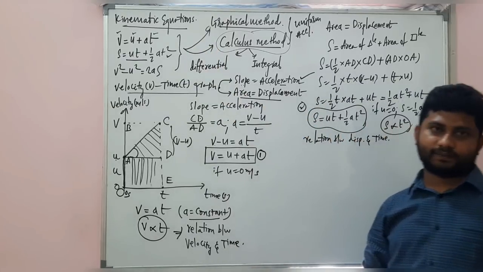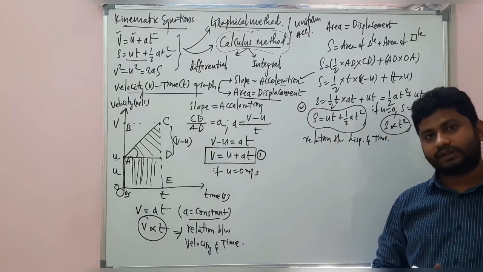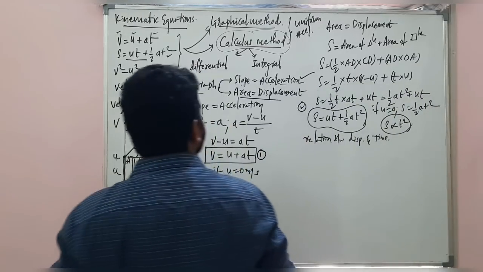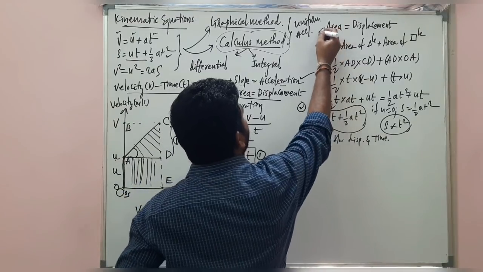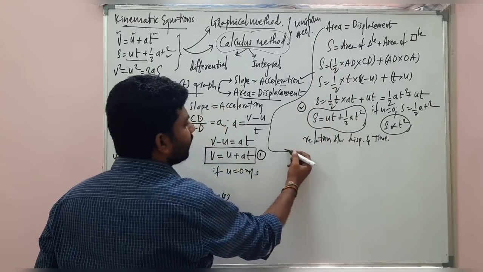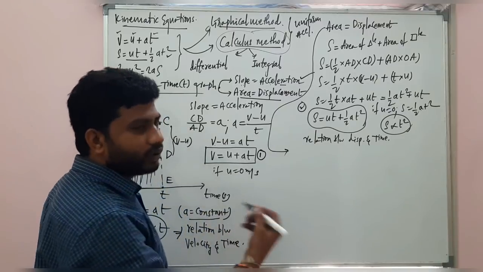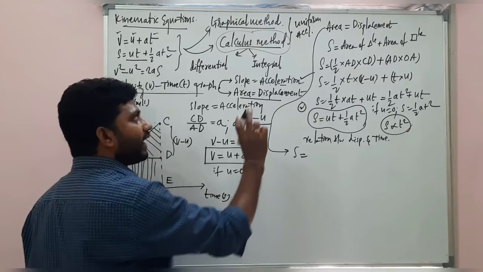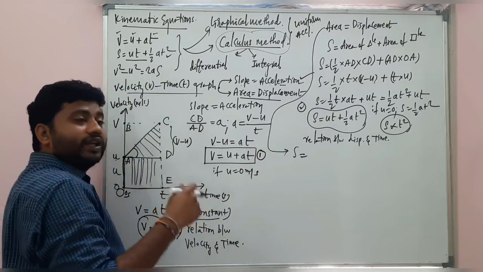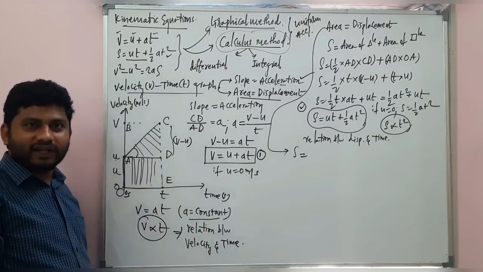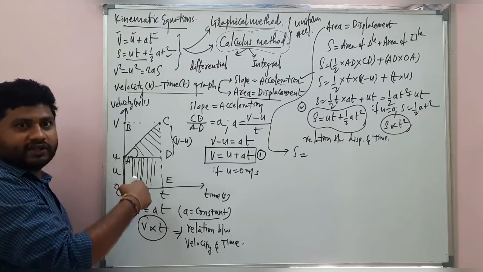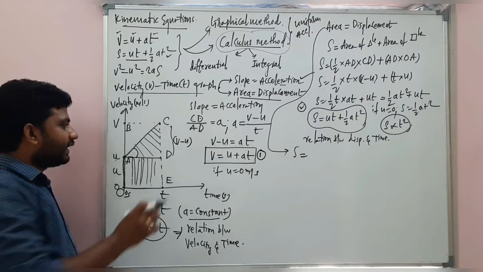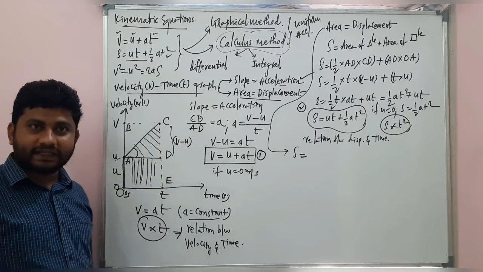That is important. Alright, my dear students. Ready? Let's see the third equation. To derive the third equation, I am just taking this once again. Area is equal to displacement, right? So let me say the displacement is equal to the area under the graph. To derive the second equation of motion, what have we done? We have considered two areas: the area of the triangle and the area of the rectangle.